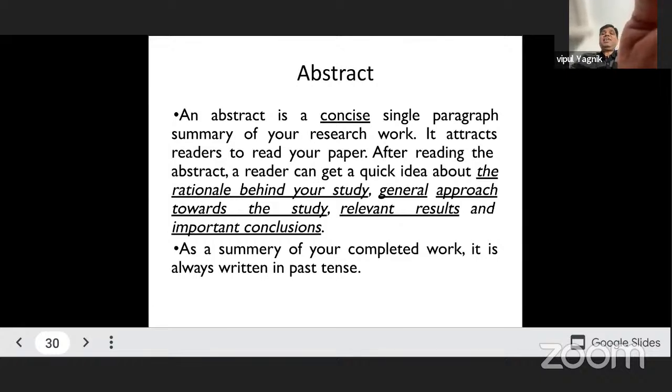It attracts readers to read your paper. After reading the abstract, a reader can get a quick idea about the rationale behind your study, the approach toward the study, relevant results, and important conclusion. As a summary of your completed work, it is always written in the past tense. So that is also important. Because it is a summary of your work, you have to write it last. And if you write a very good and concise abstract, people will read your full text. That is very important. Next slide, please.